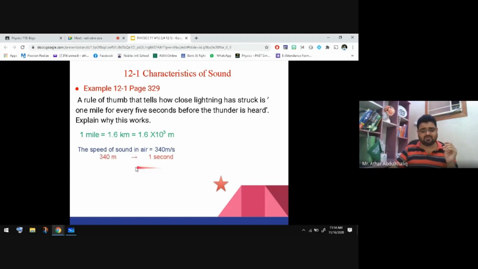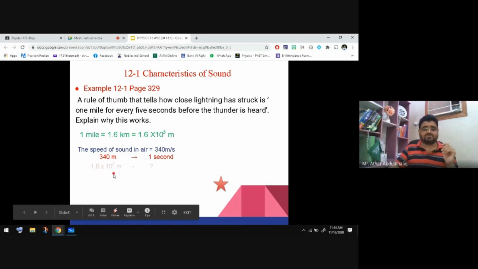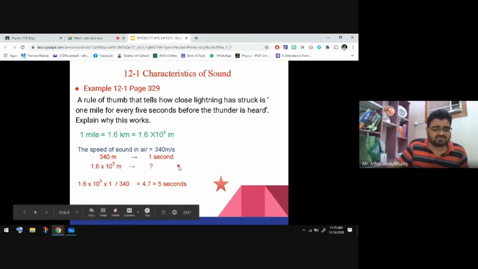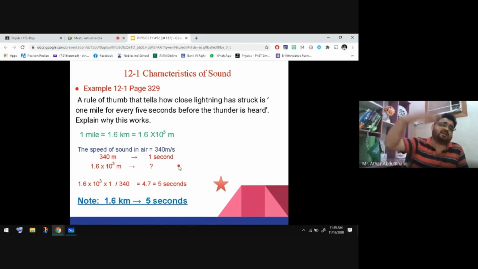But in another way, if you want, 340 meters in 1 second is the speed of sound, so we can say it is approximately 5 seconds it will take. So this is just how much time it will take to cover a distance of 1 mile. So it will take 5 seconds to cover a distance of 1 mile.